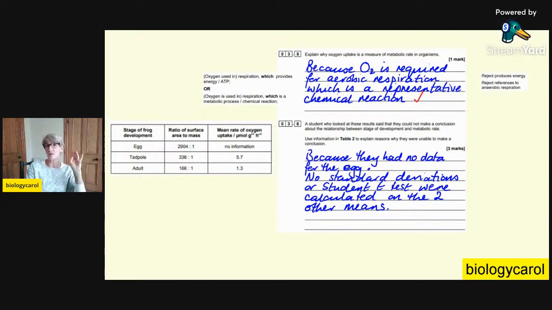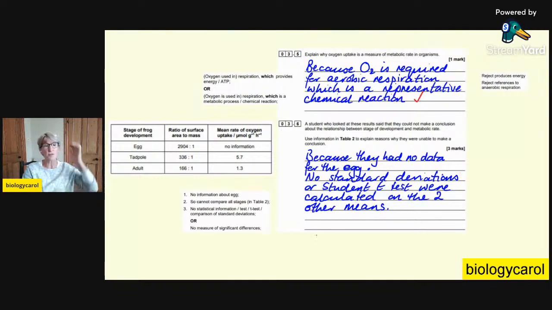Had no data for the egg. No standard deviations. As I was writing standard deviations, I could have just written all statistical tests, but then I clicked, we are comparing means. We are seeing whether 2 means are different enough. And therefore, instead of just saying statistical tests, I could be more specific and say the student t-test was calculated on the 2 other means. So that's what I wrote.